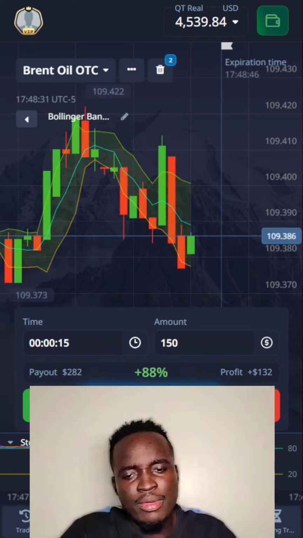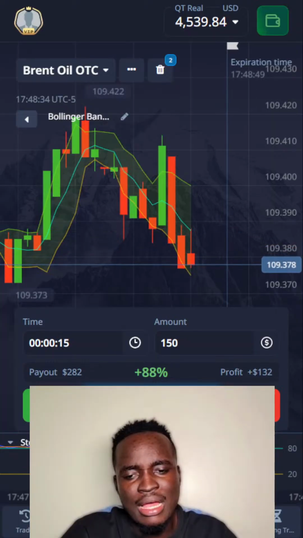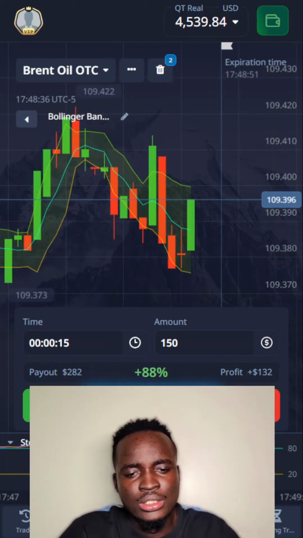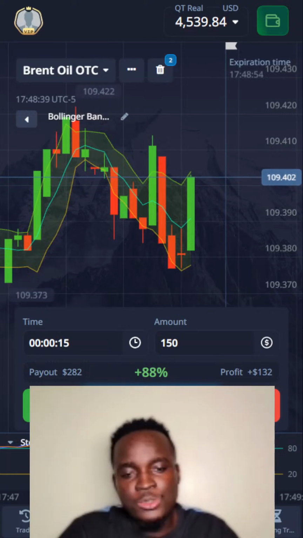The sellers are becoming stronger right here, but the buyers are also coming in very strong. So let's wait for a very good option here.